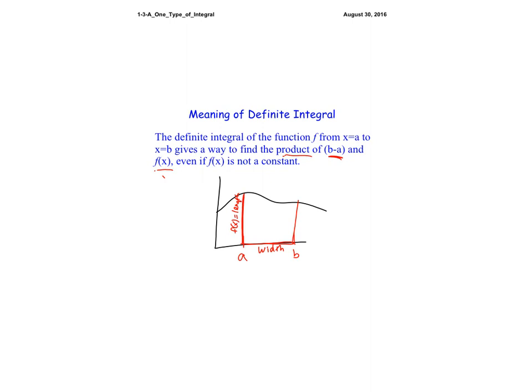The meaning of the integral is as follows. The definite integral of a function f from x equals a to x equals b gives the way to find the product of b minus a and f of x, even if f of x is not a constant. As you know, the area typically tends to be a width times height. So in this case, this pretty much is telling you that the area would be the integral.